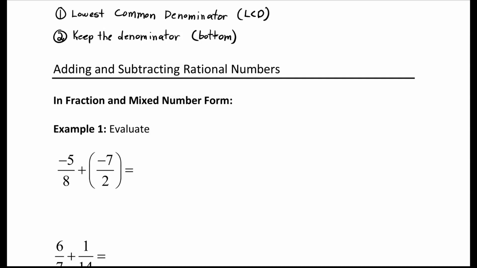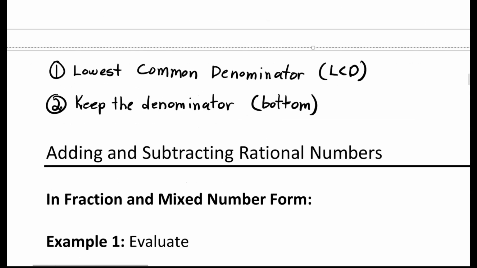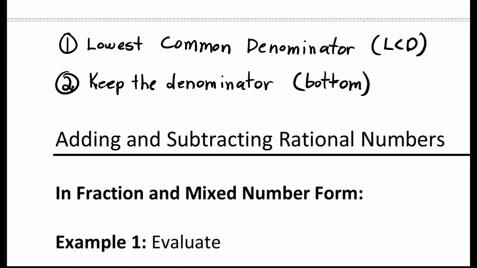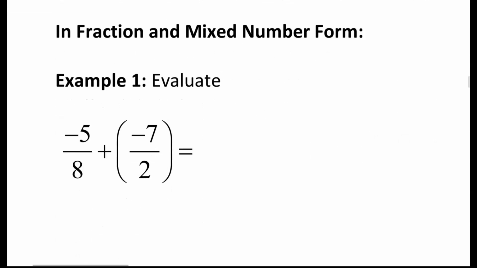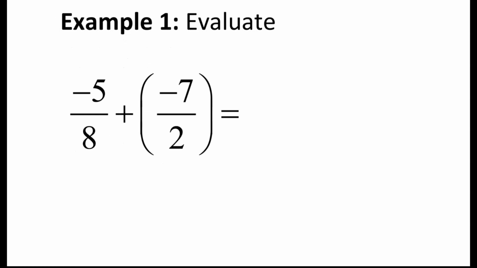on your own. Now for adding and subtracting rational numbers, I've made a couple notes here. First thing that we want to pay attention to is finding the lowest common denominator, so your LCD. And number two would be keeping the denominator, so the bottom number. So let's put this into practice so you can see exactly what I'm talking about.